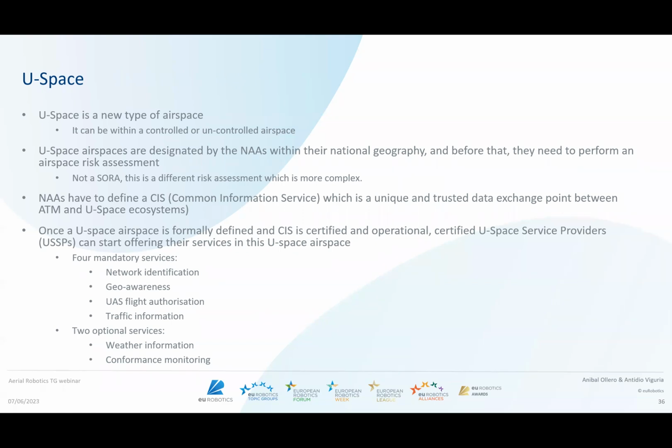They also have to define what they call a CIS, a Common Information Service, which is a unique and trusted data exchange point between the UTM and the U-space ecosystem. And once a U-space airspace is formally defined and a CIS is certified operational, and also the U-space service providers, which are companies that provide U-space services, are certified, they can start offering the service in the U-space airspace. There are 4 mandatory services and 2 optional services.